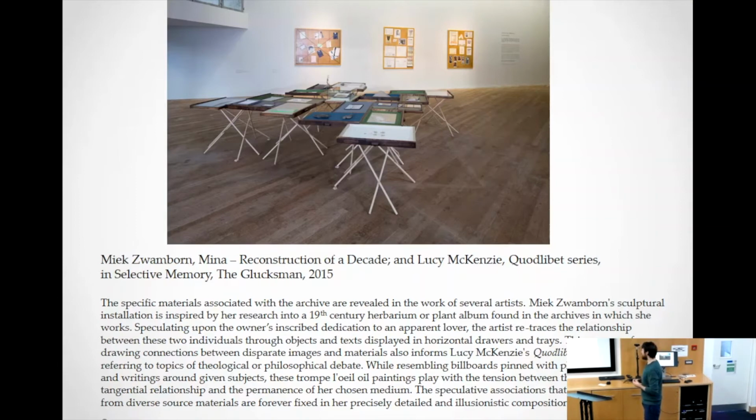And Mieke Van Born's piece: Mieke is actually an archivist herself and a novelist who did research into a 19th century herbarium or plant album that she found. She speculated upon the owner's inscribed dedication to an apparent lover, and then retraced the relationship between these two individuals through objects and text displayed in horizontal drawers and trays. So what you see here are a number of objects taken from the archive presented as a table-like structure, but it also has very obvious gaps in the middle of it. She talks about the idea that it's an ever-evolving piece, that as more information comes into it, the piece will spread out, or those gaps will be filled.